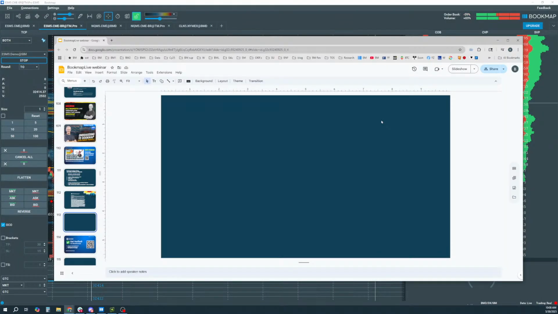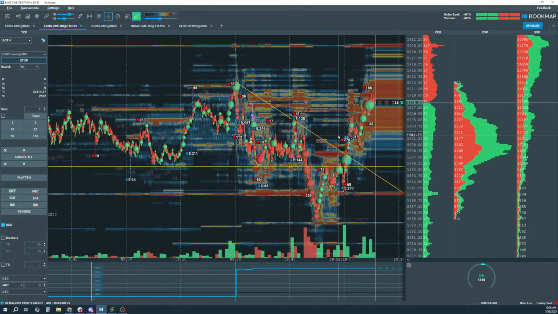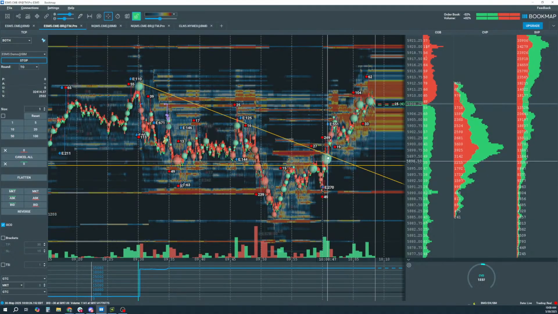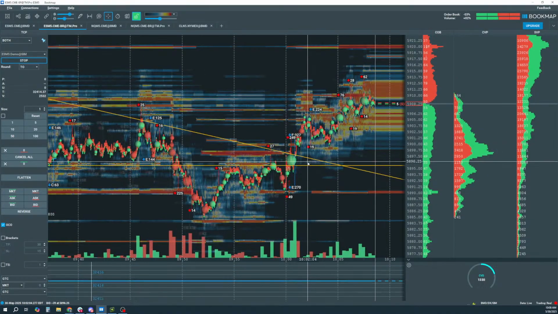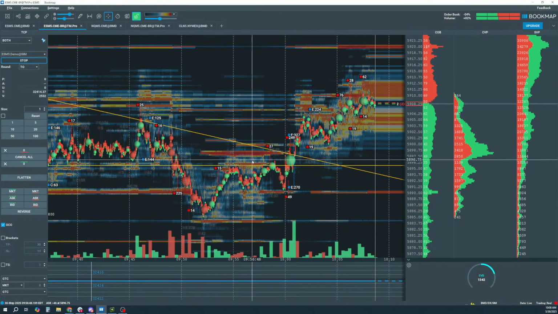All right, let's jump in. Let's take a look at what is going on here. Interesting. Missed this one since we started right here at 10 a.m. Nice little breakout here from this move to the downside.